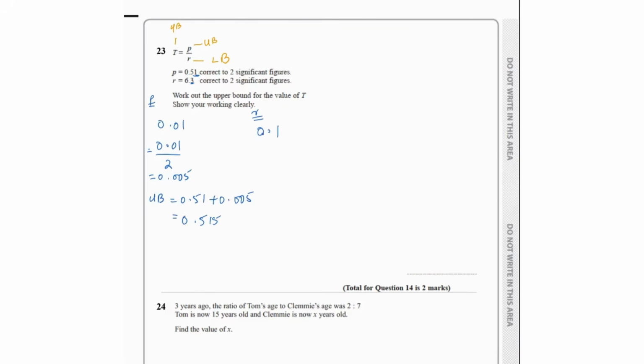Same steps for R. We divide the place value by 2. We always divide it by 2. That's 0.05. Now for the lower bound, we subtract it. 6.3 minus 0.05, that is 6.25. Now that we have found the upper bound and lower bound for P and R, we're going to put them in the formula. So T is going to be 0.515 divided by 6.25. That's going to give us 0.0824. That is your upper bound for the value of T.